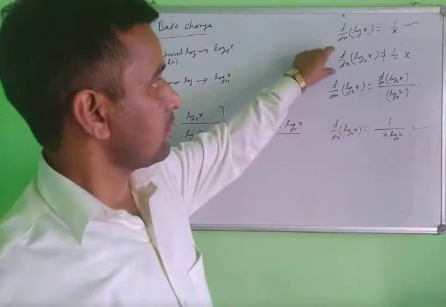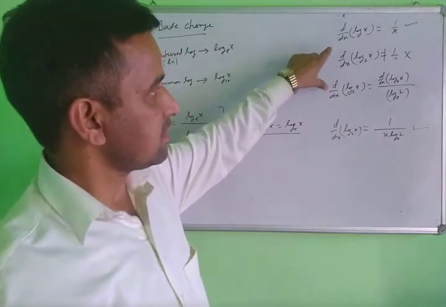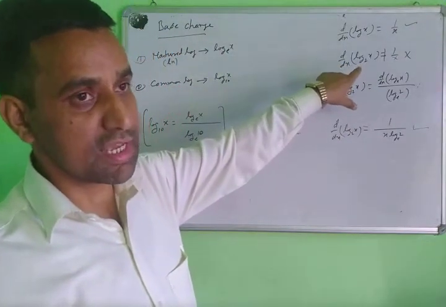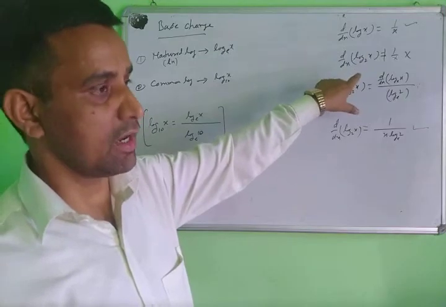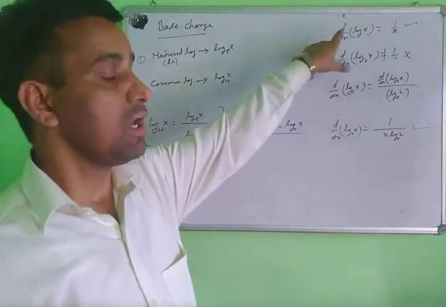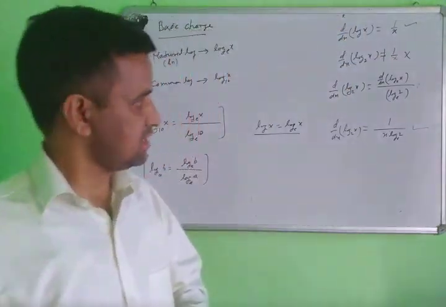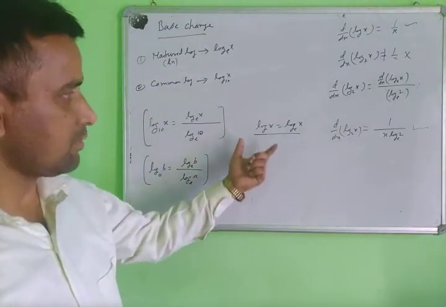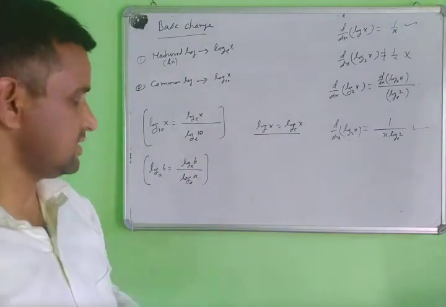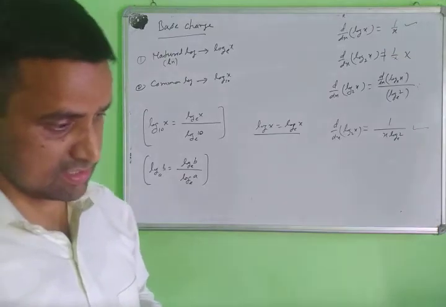Why we convert the base here is because mostly the identities in NCERT differentiation are in natural log basis. So the conversion of the base is required to make differentiation easy.